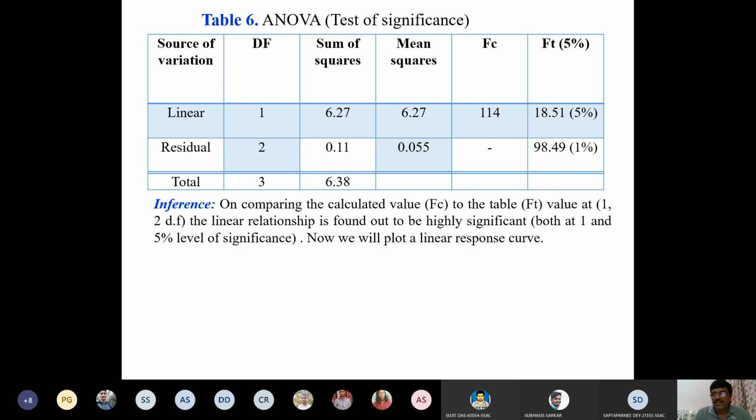So in this case, you can see the inference on comparing the calculated value to the table value at 1 and 2 degrees of freedom. The linear relationship is highly significant both at 1% as well as at 5%. If it is significant at 1%, that means it is definitely significant at other levels which are higher than 1%. So it has been proved that this particular equation is a linear equation.